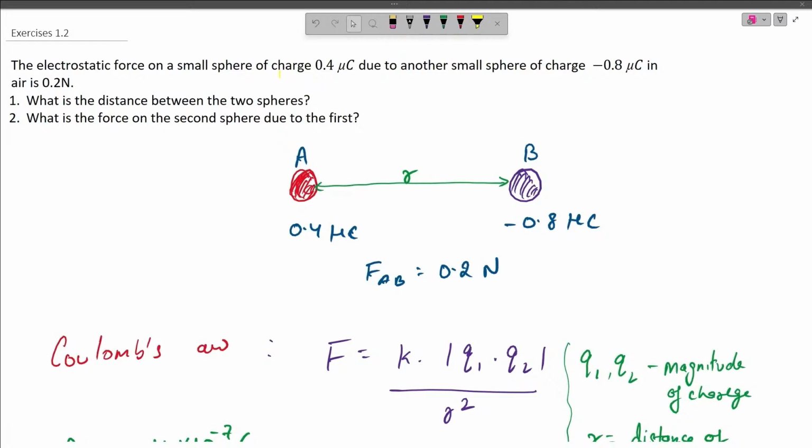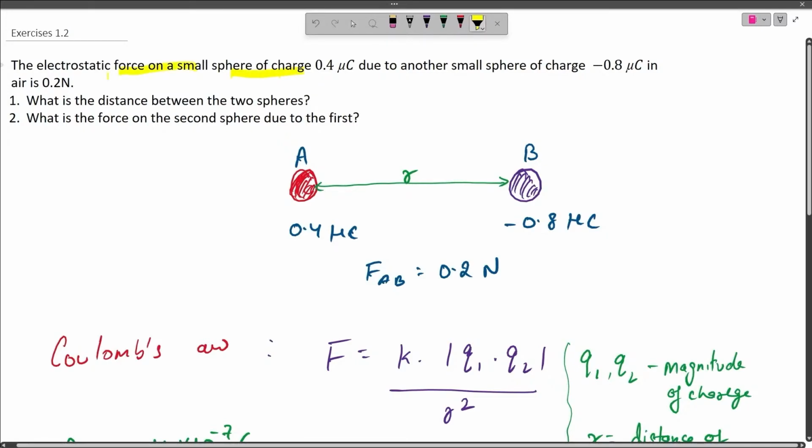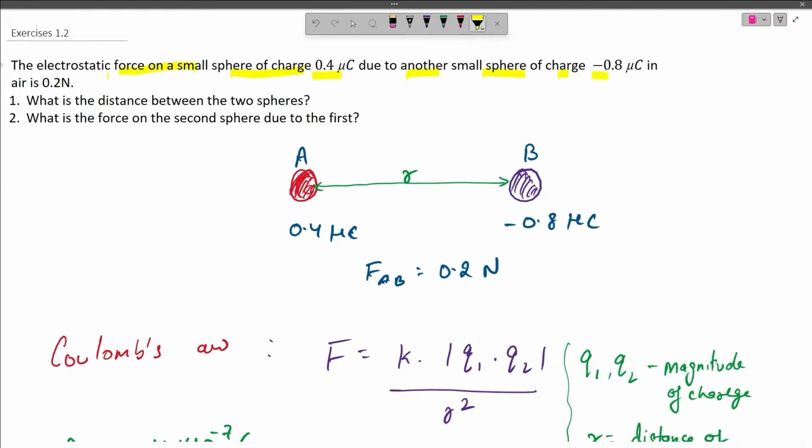The question says that the electrostatic force on a small charged sphere of charge 0.4 microcoulomb due to another small sphere of charge -0.8 microcoulomb in air is 0.2 Newton. Now what is the distance between these two spheres, and what is the force on the second sphere due to the first?